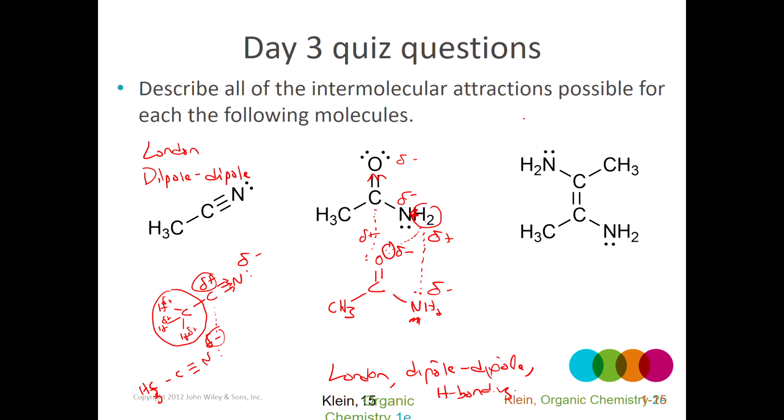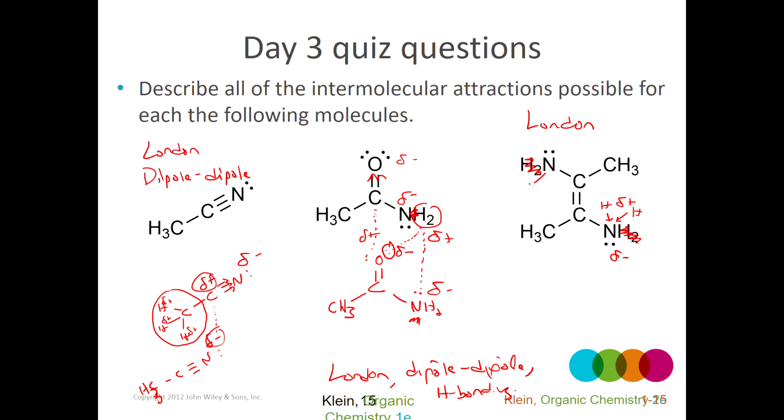The third structure, definitely London forces, since those always exist whenever there's an electron cloud randomly shifting around. Yes, on Tuesday we said this was nonpolar. So you may say, well, if it's nonpolar, it doesn't have a dipole, so it can't undergo dipole-dipole. That's fine if you want to think of it that way. But we also should recognize that the nitrogen-hydrogen bonds have large electronegativity differences. So there are local regions within the structure, this region here, that has a dipole, even though overall it may be symmetrical and the dipoles cancel out.